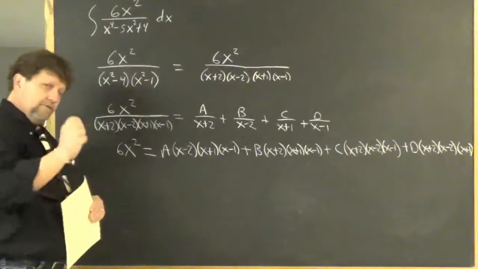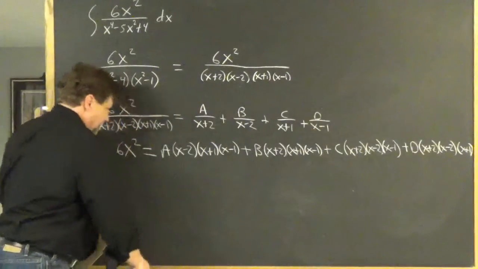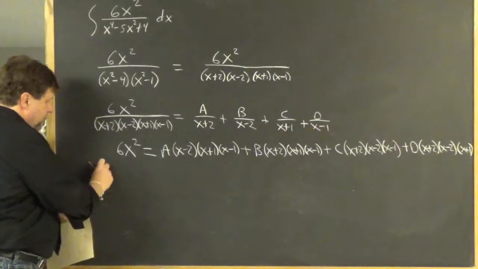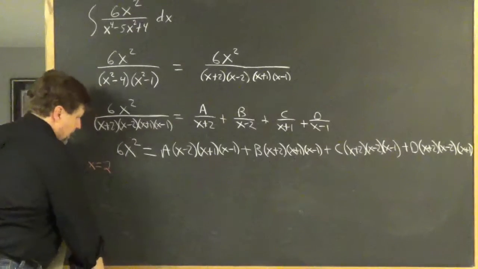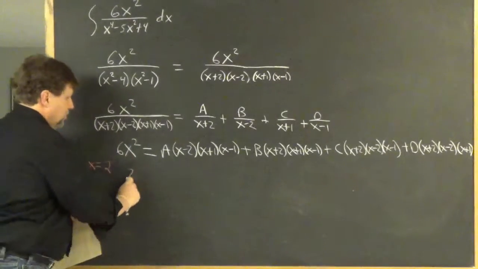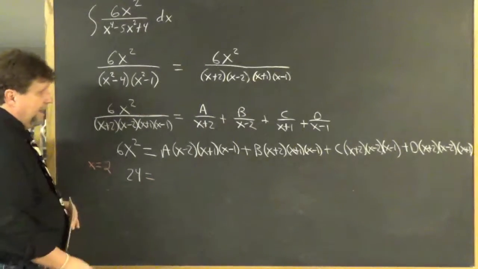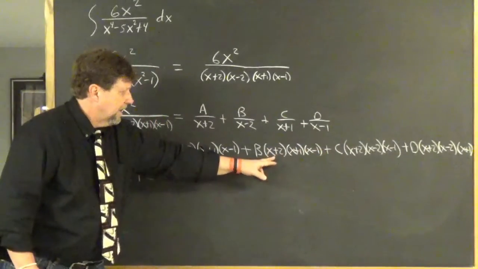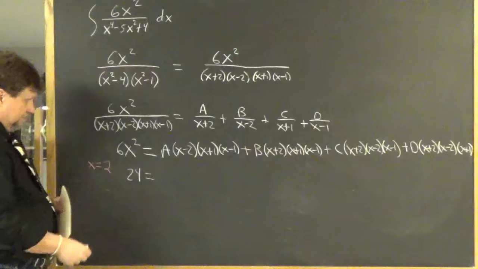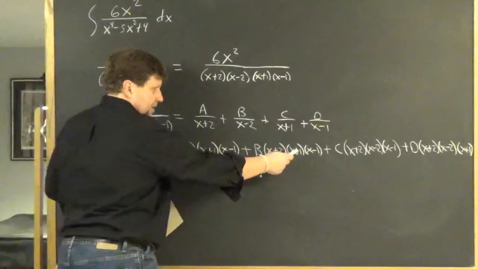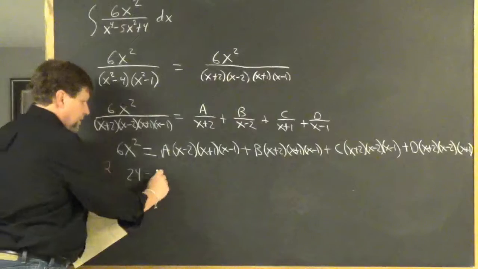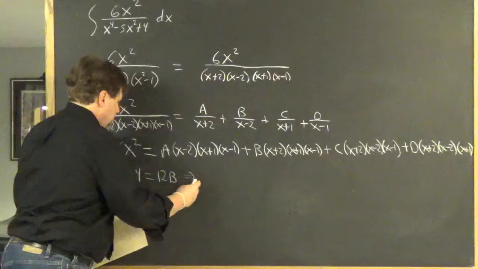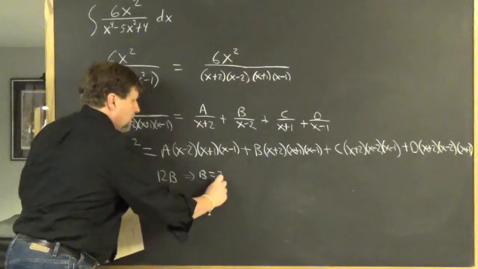So let's pick some strategic values. If I pick x equals 2, over here I get 24, and the other terms would be 0, 0, 0. That will give me 4 times 3 times 1, so that's 12. So I get 24 equals 12B, or B is equal to 2.